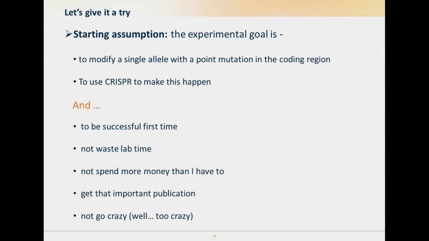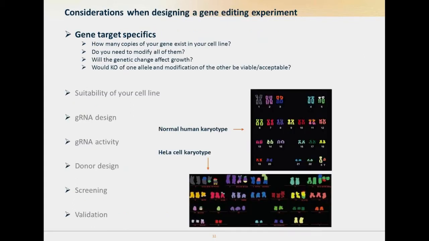But to make it a little more interesting, let's give this a try. Let's make an assumption that our experimental goal is to modify a single allele with a point mutation in the coding region of a gene, and we're going to use CRISPR. And of course, you want to be successful the first time. You don't want to waste time in the lab. You don't want to spend any more money than you have to.